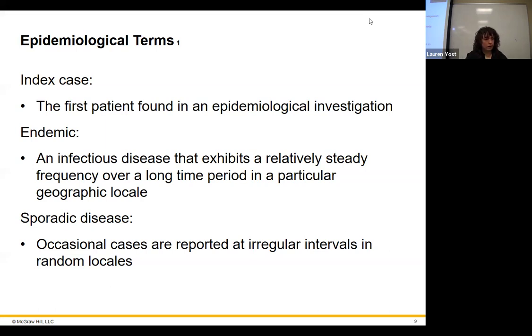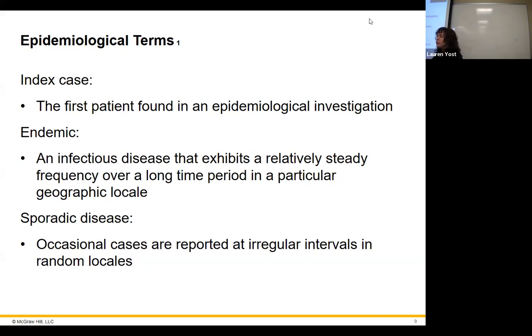Okay, so it's going to be a relatively steady frequency, a predictable amount of cases that you would see, unless there's a new strain, right? That's a different situation in a particular area. So then sporadic disease: these are occasional cases reported at irregular intervals in random places. A good example of a sporadic disease would be if somebody were bitten by a rabid raccoon and got rabies, right? So that doesn't happen all the time. You don't see that everywhere, and it'd be random.